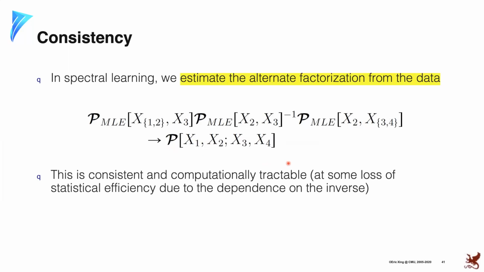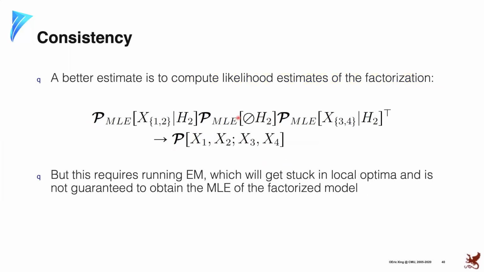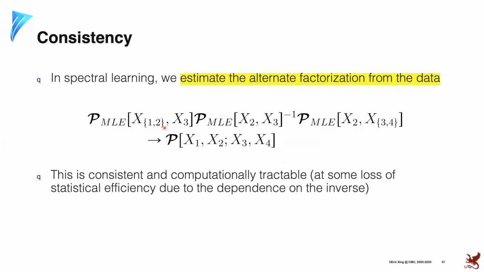So essentially, we're trying to do the MLE for each of these factors. But different from EM, in this case, all these factors only contain the observed variables. So such MLE can be directly computed or counted from the data itself. This is consistent and computationally tractable, but at some loss of statistical efficiency due to the dependence on the inverse. So essentially, it also requires a relatively large amount of data.